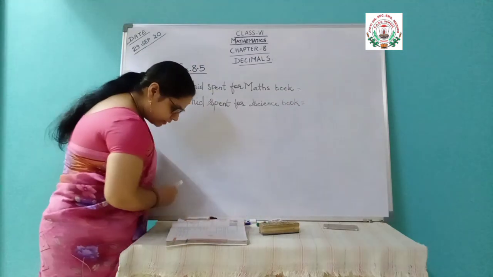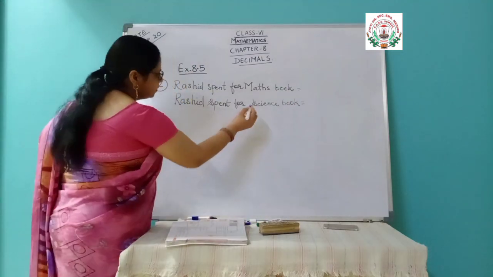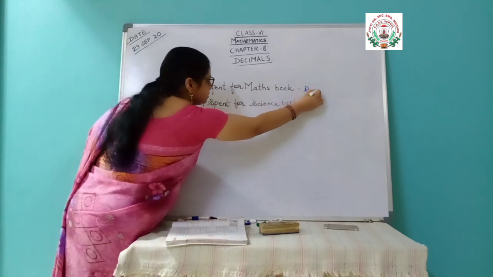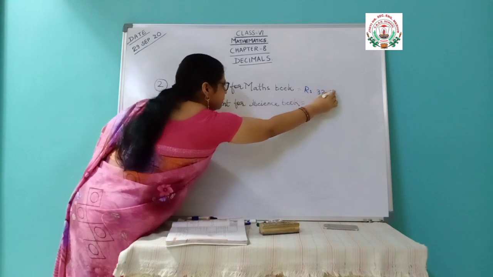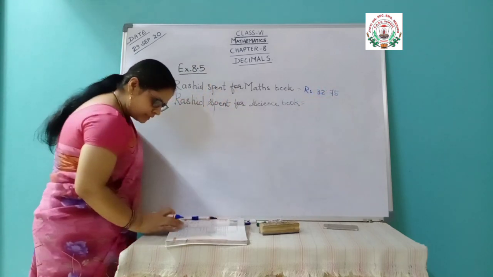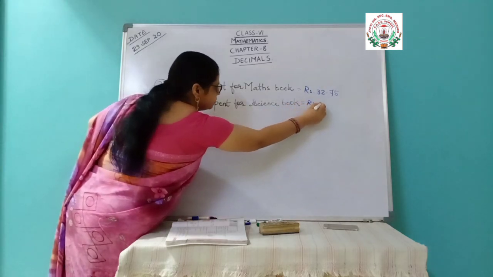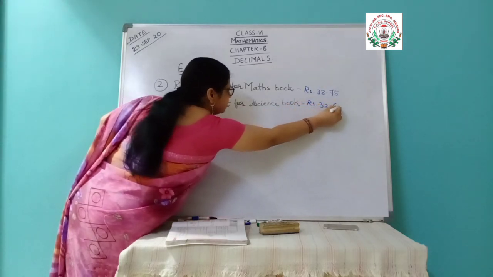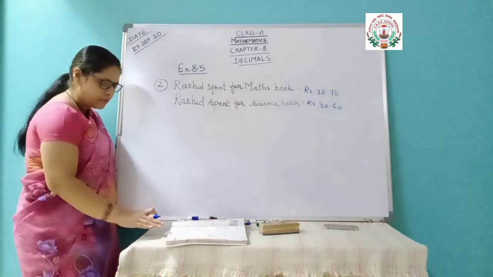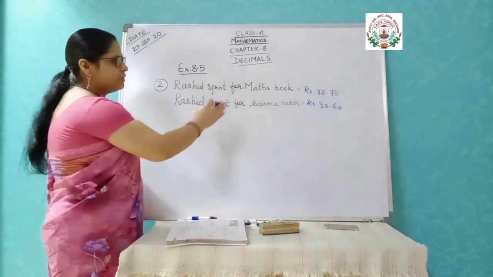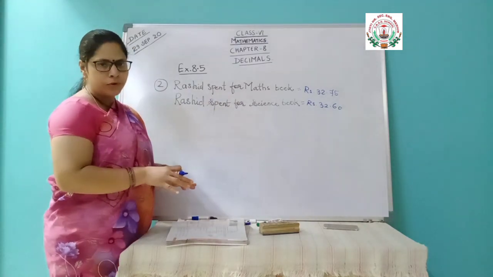How much amount is given? Rupees 32.75, and for the science book it is given 32.60. Now for the total, it is asked total sum, total amount. So total amount means definitely total means addition we are going to do.